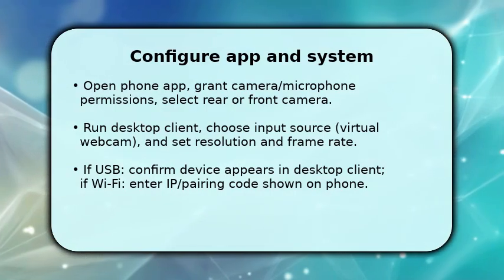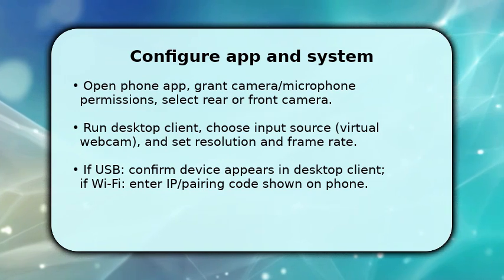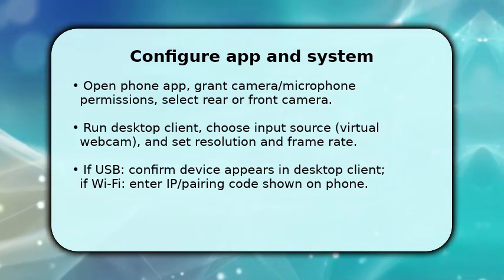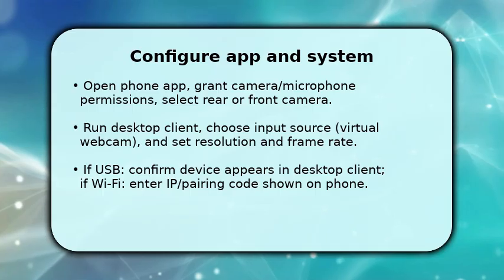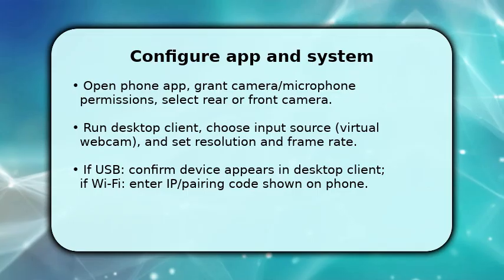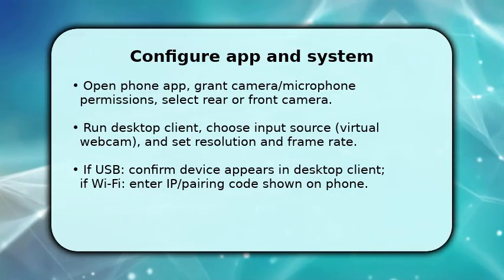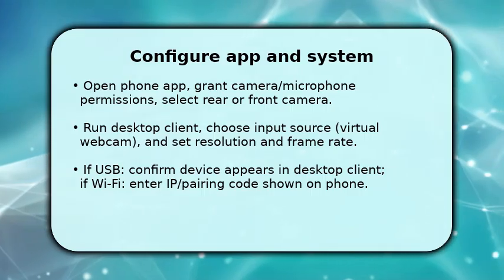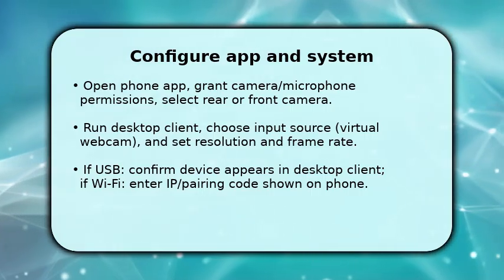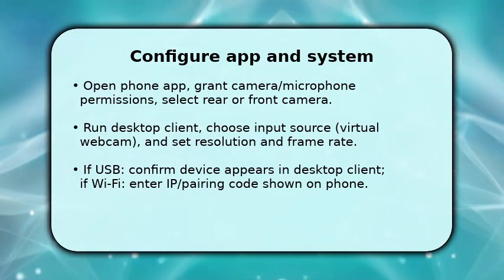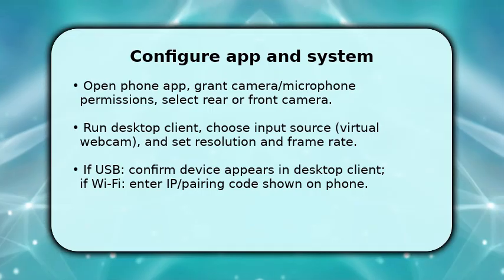Next, configure the app on both ends. On your phone, grant camera and mic permissions and pick the camera orientation you need. Back camera gives better quality. Then open the desktop client and select the app's virtual webcam as your input source in video settings, adjusting resolution and frame rate for performance. If using USB, confirm the phone is detected by the desktop client. If using Wi-Fi, enter the pairing code or IP address shown on the phone.